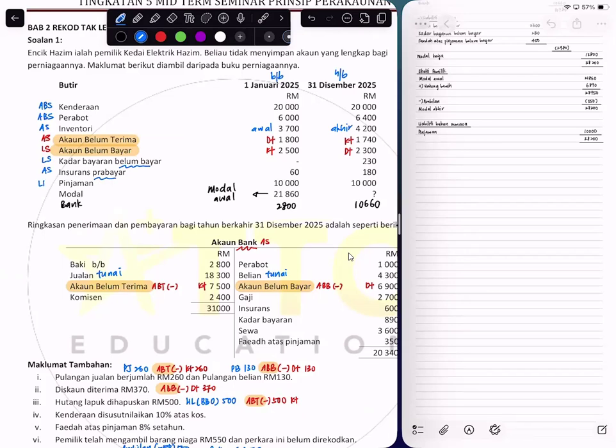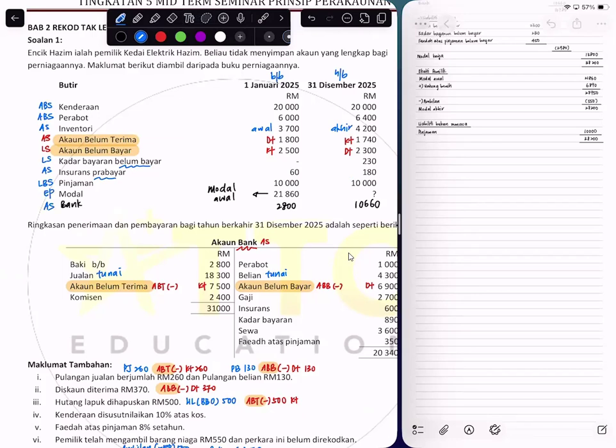Pinjaman, LBS. Unless they mention that is matang date, unless there is a way for you to find out how much you need to pay per year, every year. But for this question, we can't see, right? And some more, Baki BB, Baki HB pinjaman exactly the same, which is no way for us to find out. It will be straight away LBS. Modal, EP. Bank, AS.